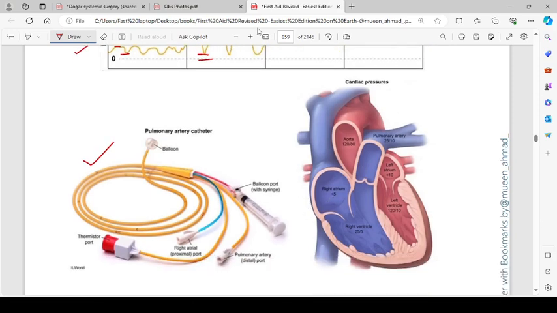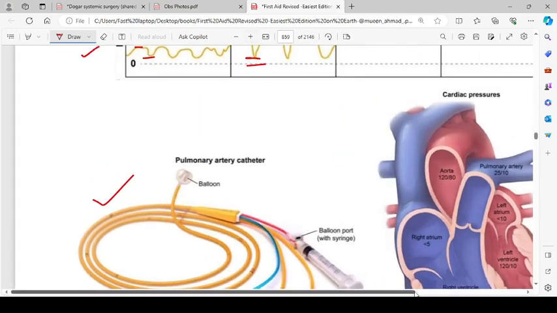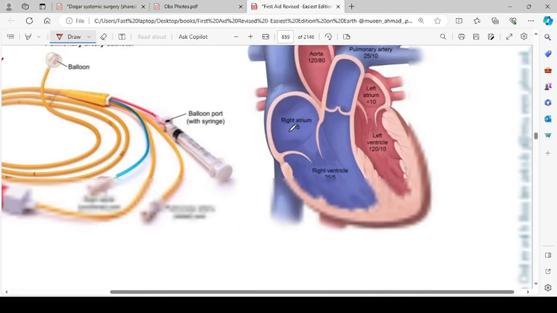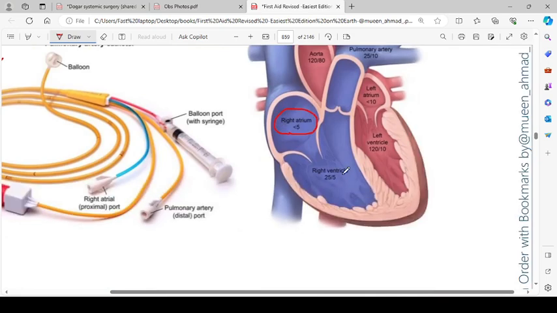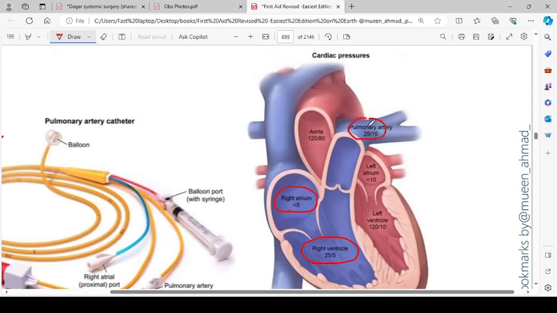In this diagram, they are showing the pressures. In the right atrium, the pressure is less than 5 millimeters of mercury. In the right ventricle it is 25 by 5. In the pulmonary artery, 25 by 10. Left atrium, it is less than 10. Left ventricle is 120 by 10. And in the aorta it is 120 by 80.